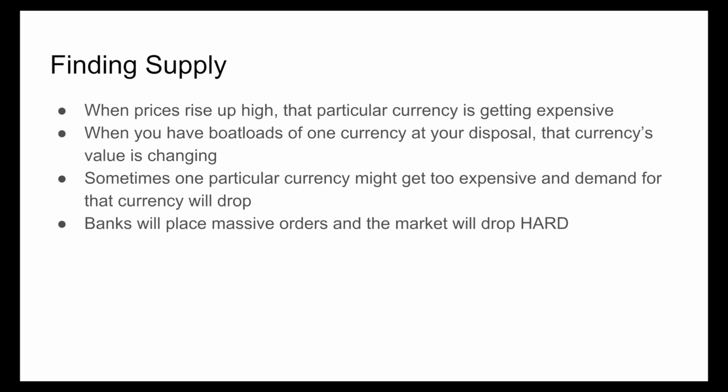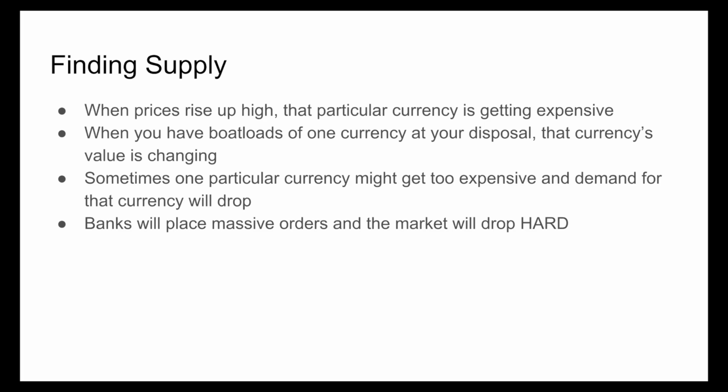So finding supply. When prices rise up high, that particular currency is getting expensive, right? Like the US dollar goes from $1 to $1.50 against the pound or something. When you have boatloads of one currency at your disposal, that currency's value is changing. For example, let's say you had $1 billion US, and God forbid the US dollar crashes tomorrow. Your US dollar is going to be worth nothing. So you have to keep trading that US dollar to maintain that value and also make some profit. So sometimes one particular currency might get too expensive, and the demand for that currency will drop because, hey, that currency is expensive. It's overvalued.